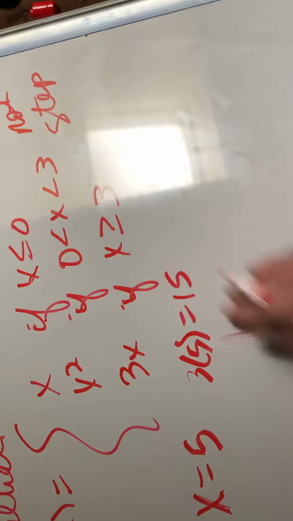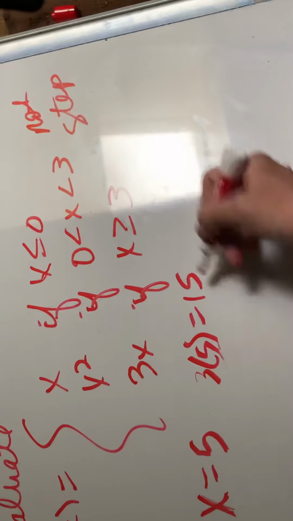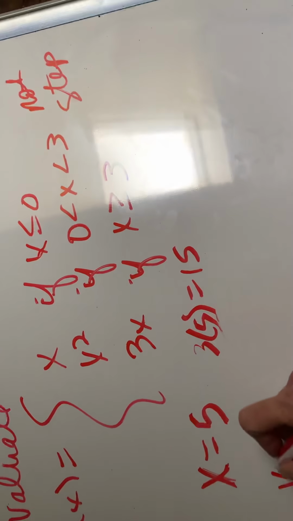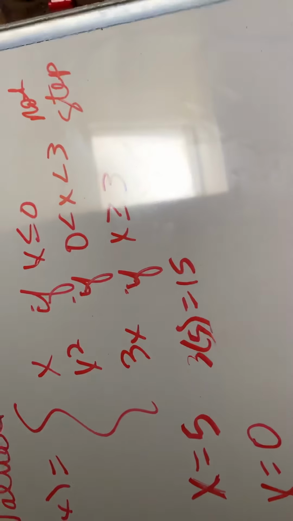And get 15. So that's my answer. If x equals 5, then y equals 15, or my answer is 15. Okay? Let's see. X equals 0.